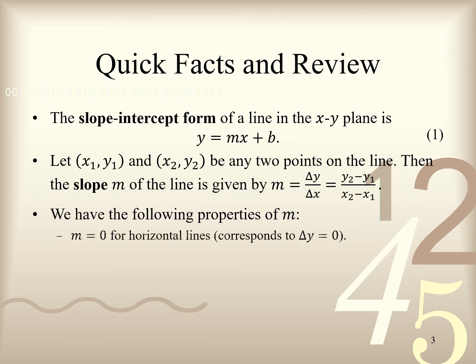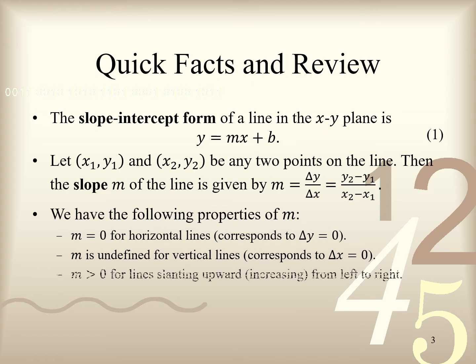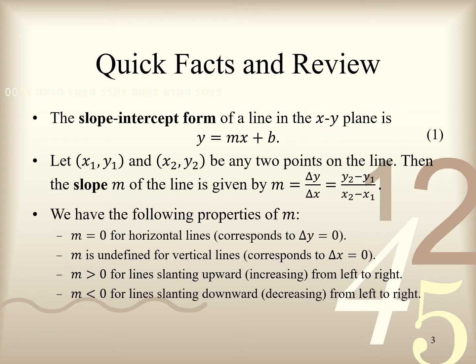m equals 0 for horizontal lines. m is undefined for vertical lines. m is strictly positive for lines slanting upward from left to right. And m is strictly negative for lines slanting downward from left to right.